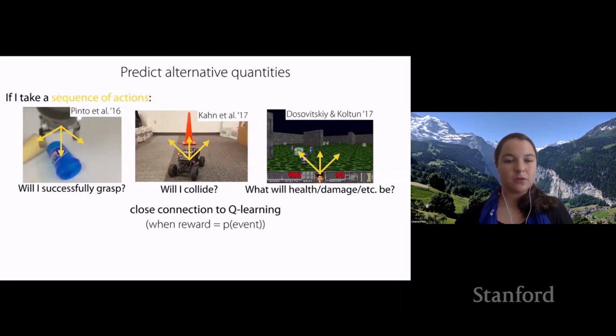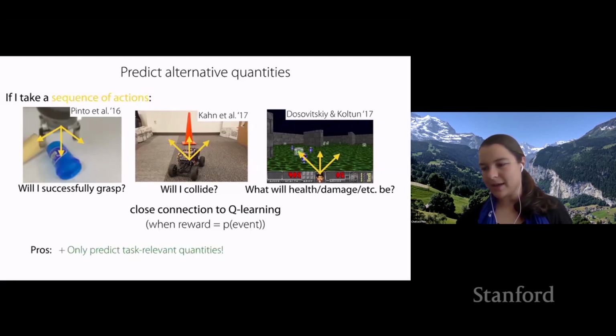This actually has a pretty close connection to Q-learning. If you set the reward to be the probability of the event happening, then this corresponds very closely to Q-learning. And this can be used for things like grasping and avoiding collisions and so forth. It allows you to only predict the quantities that are relevant to the task.